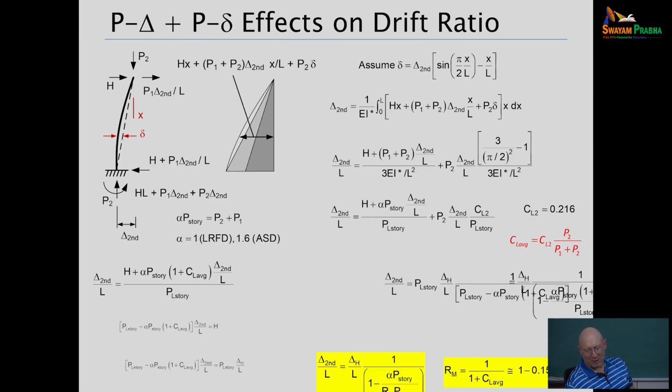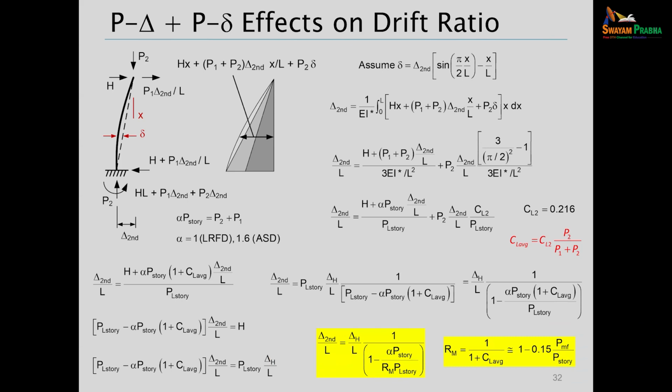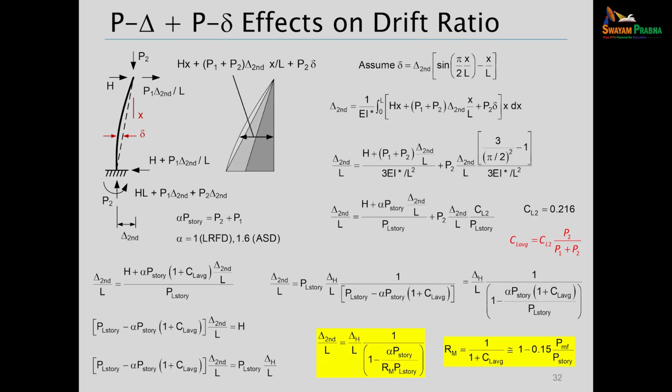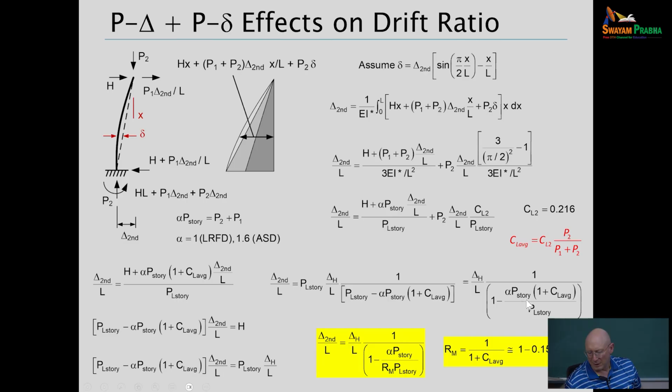Okay? So now a lot of algebra. You can see that the equation we just had here has the same problem we had before. We've got delta second on both sides of the equation. So we need to solve for delta second. So if we do that, and we carry everything through, you get this.